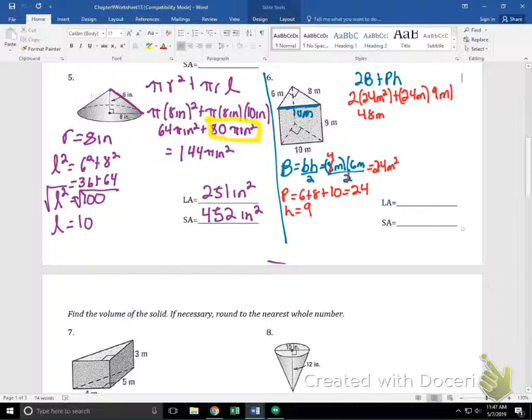24 times 9 is 216. So we have 216 here. Okay, so 48 plus 216 is 264. 264 meters squared. And then which part's your lateral area? It's on the right, so it'll be 216. Yep, it's going to be the 216. So your lateral area becomes that 216.